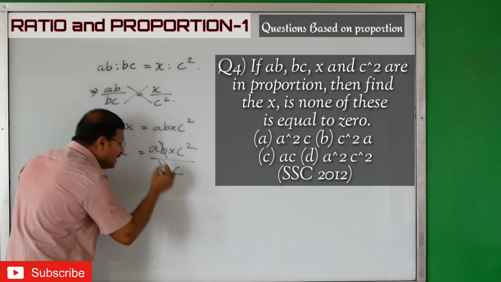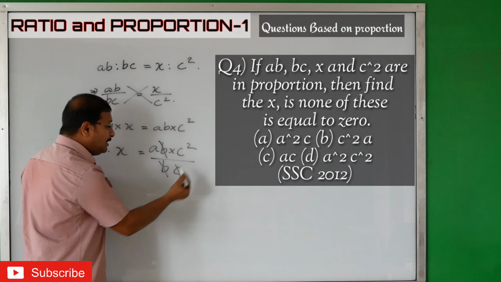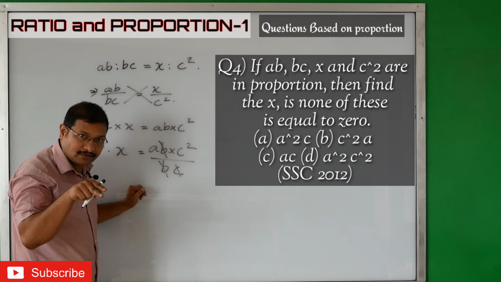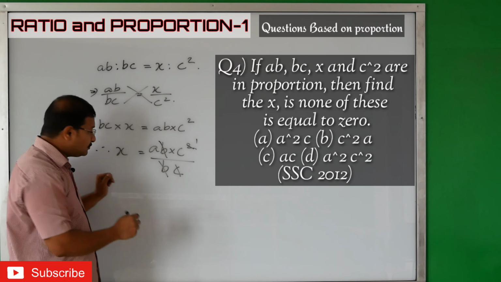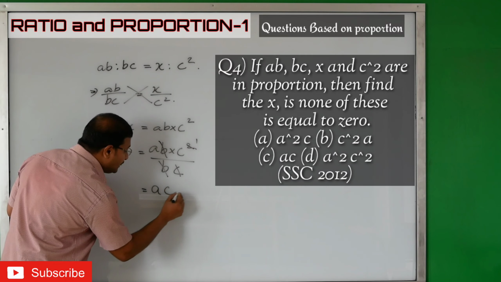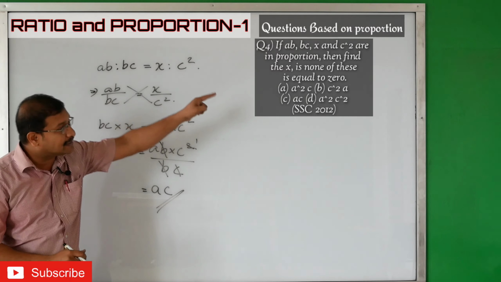See, B will cancel. Here 1C, that means 1C will cancel. Here C square means 2 times. From there 1 will cancel. Then the balance will be 1. That means we'll get AC. That means the right option is C, that is AC.